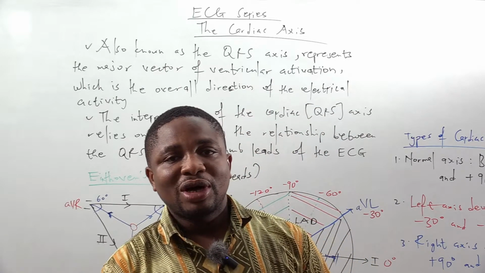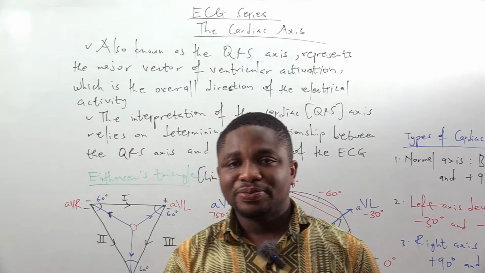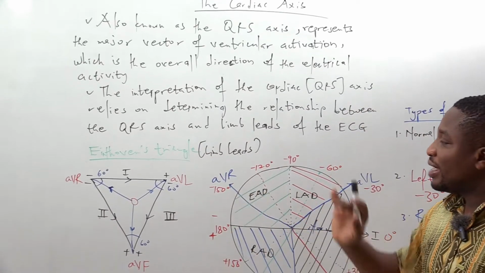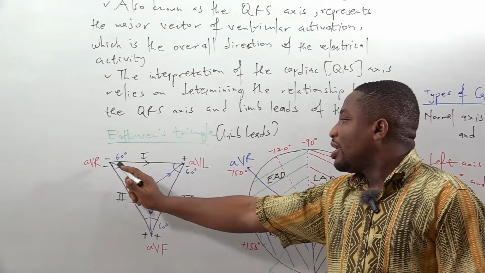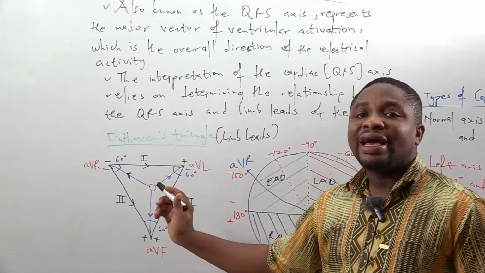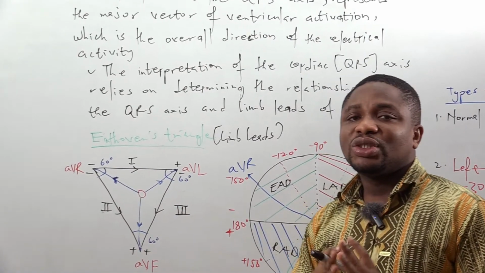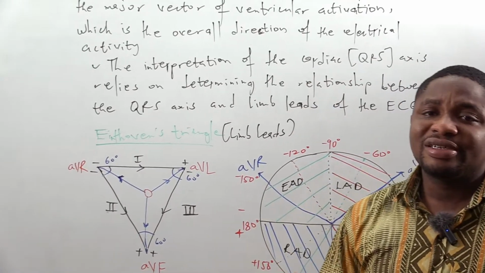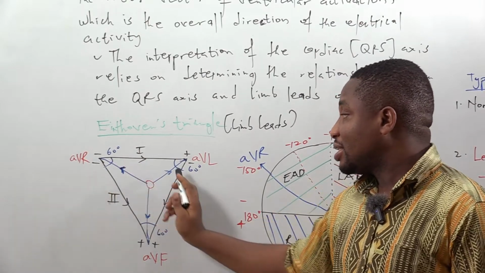So I'll do a recap of the limb leads using the Einthoven triangle. The Einthoven triangle is an equilateral triangle, meaning the angles between its sides are equal, 60 degrees, 60 degrees, 60 degrees, and we know that the sum of the angles in a triangle is 180 degrees.